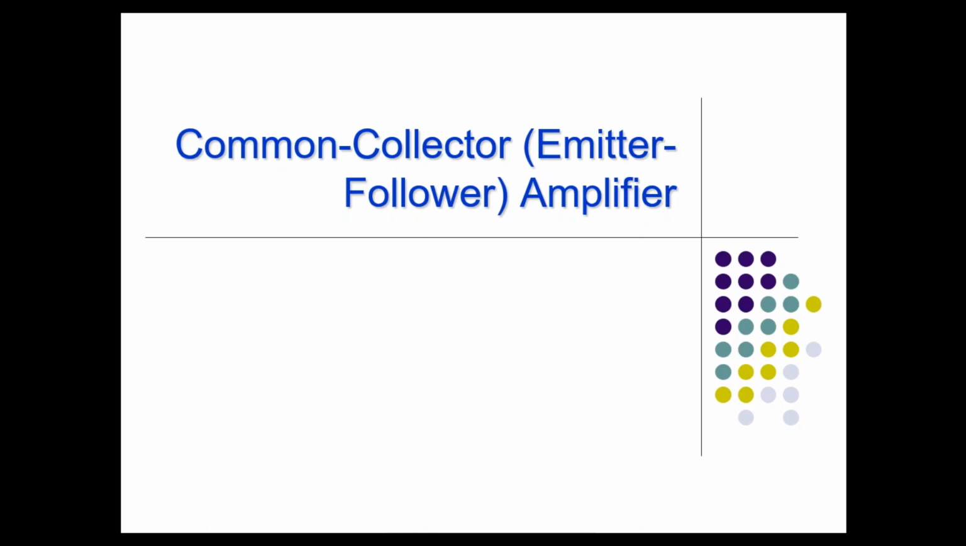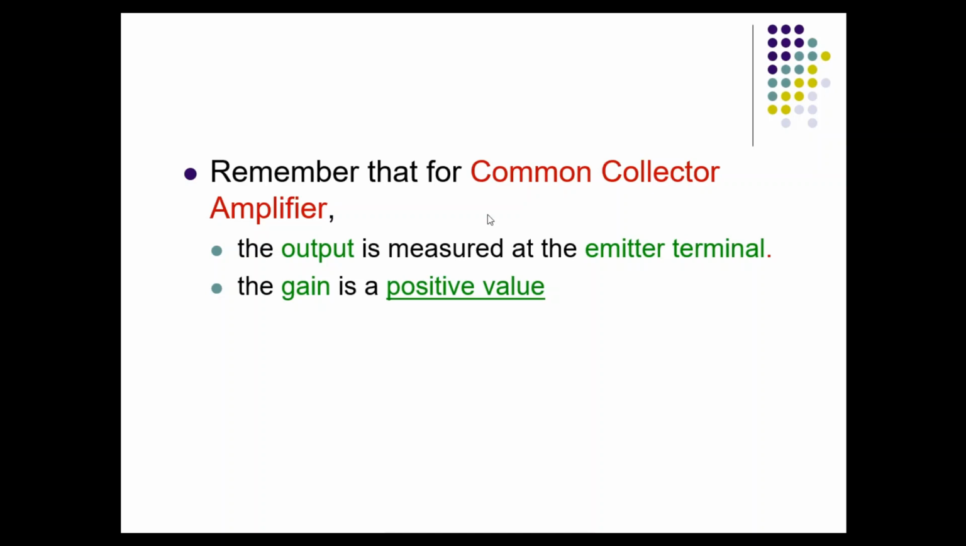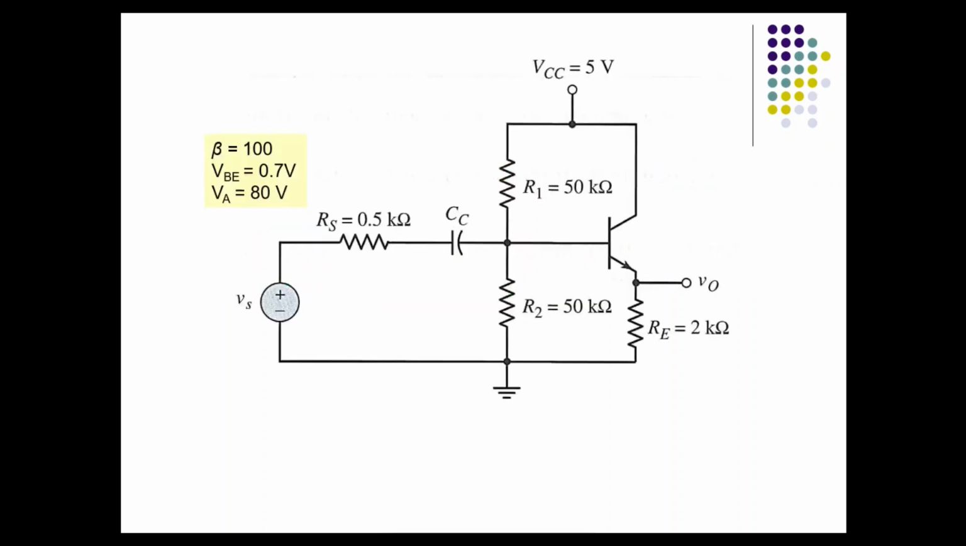For common emitter, in the previous videos, the output is measured at the collector. But for common collector, the output is measured at the emitter terminal. And another thing is that the gain is a positive value, whereas for your common emitter the gain is a negative value. So those are the two differences between these two amplifiers.